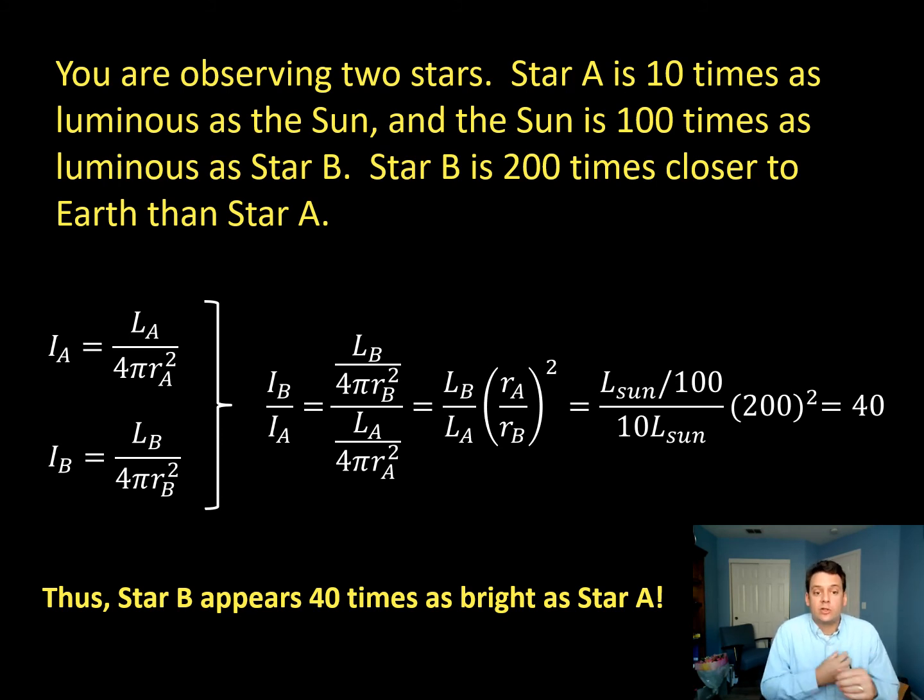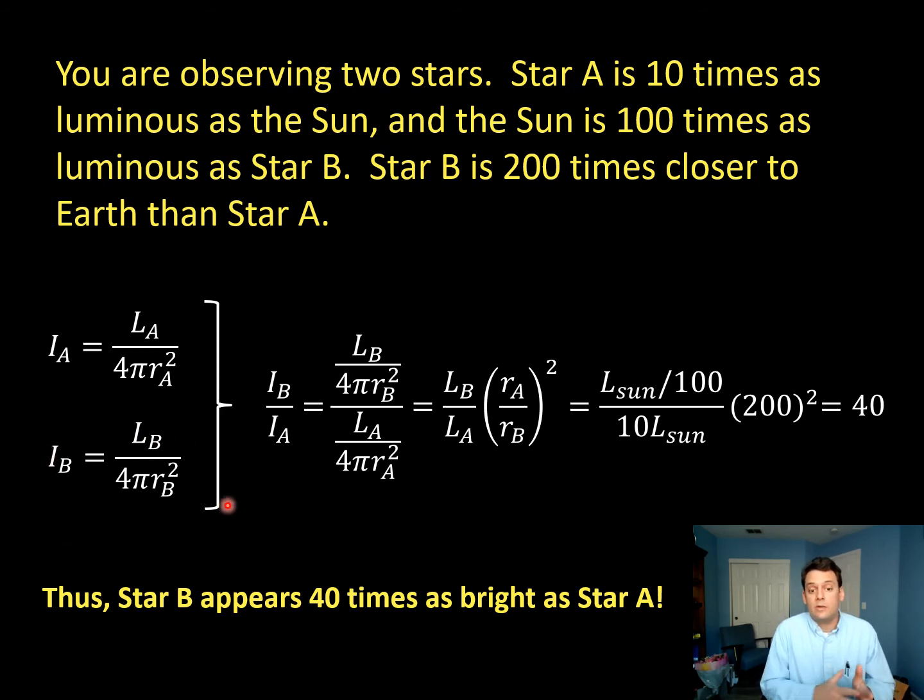The key to answering this question is just to write down the relationship between the intensity of each star's light and its luminosity and distance, right? So, for example, star A's brightness or intensity is equal to its luminosity, LA, divided by the surface area of that sphere, again, 4 pi RA squared, where RA is the distance from us to star A. And the same relationship holds for star B.